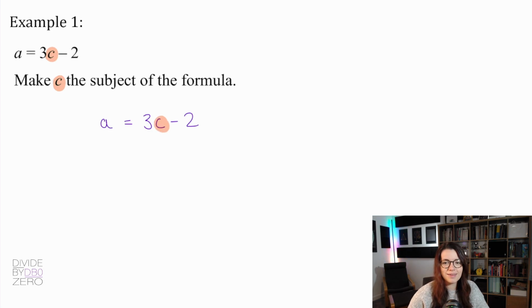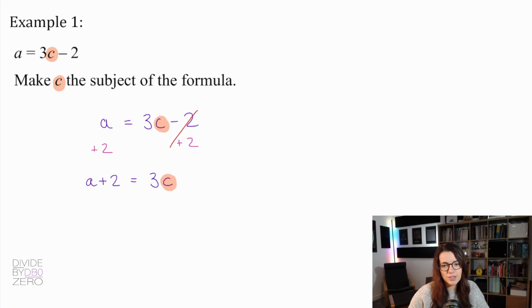And then a popular method is to do the same thing to both sides of the equation or formula. So in this case, if you want to get rid of the minus 2, you can add 2 to both sides. That will cancel out the minus 2 here because minus 2 plus 2 is 0. And then on your next line, you'll have a plus 2 on this side and then just 3c on that side. That gets us closer to our goal of getting c on its own.